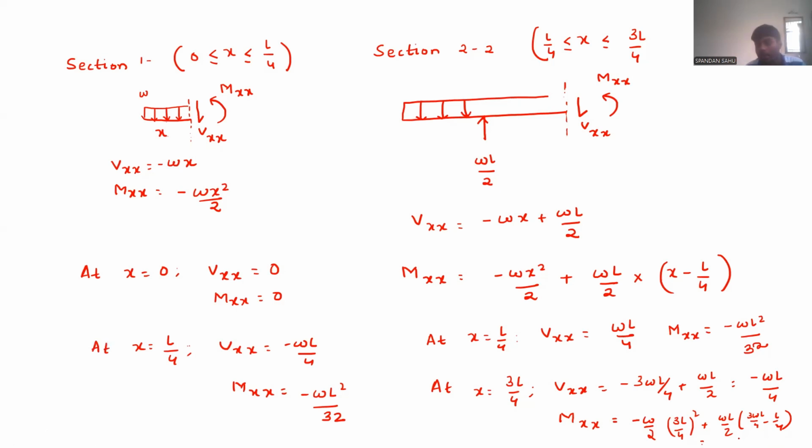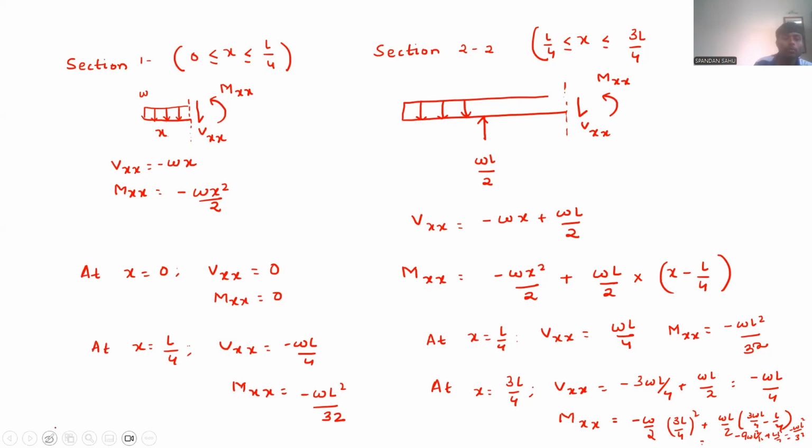Many are writing that one, so it will be correct. So we are getting the final value minus 9WL square by 32 plus WL square by 4. So finally, we are ending up at minus WL square by 32. Okay. So that's the end of section 2.2.